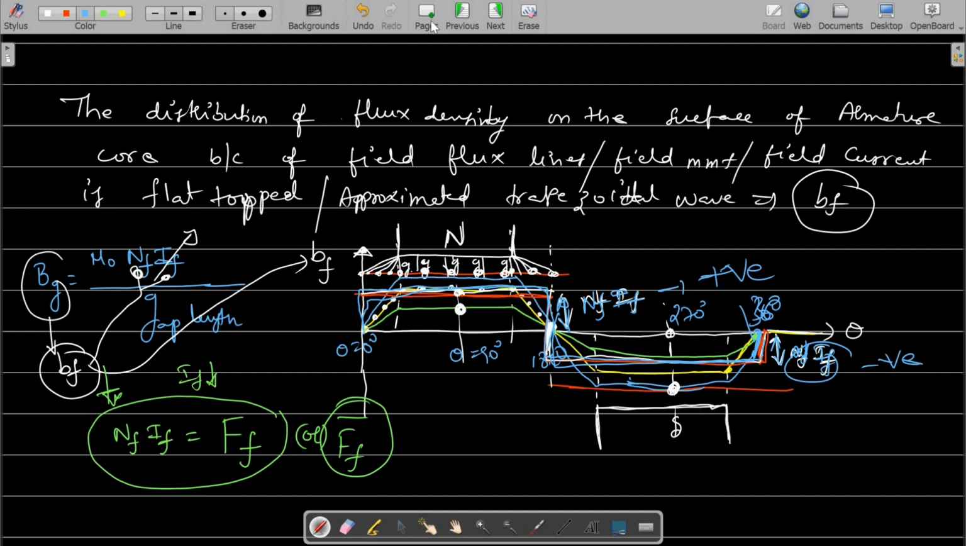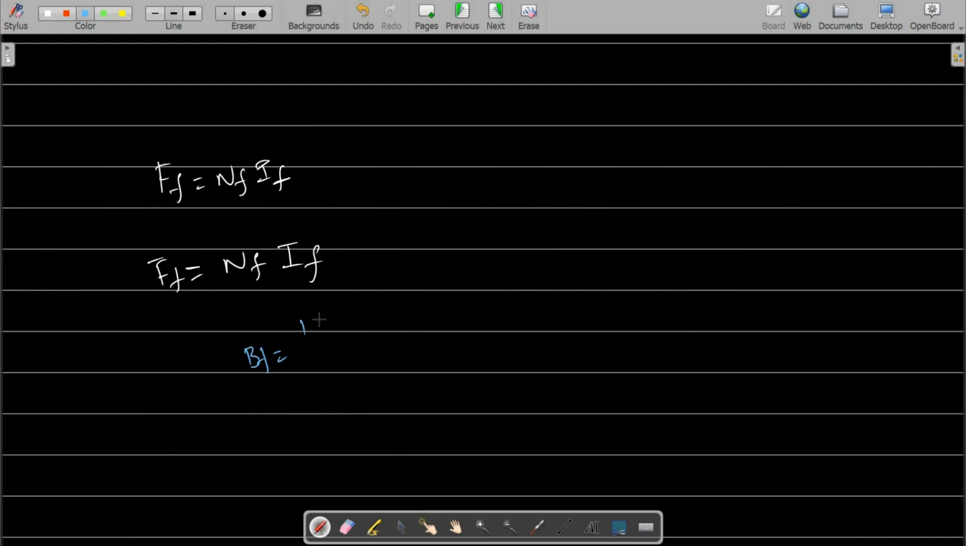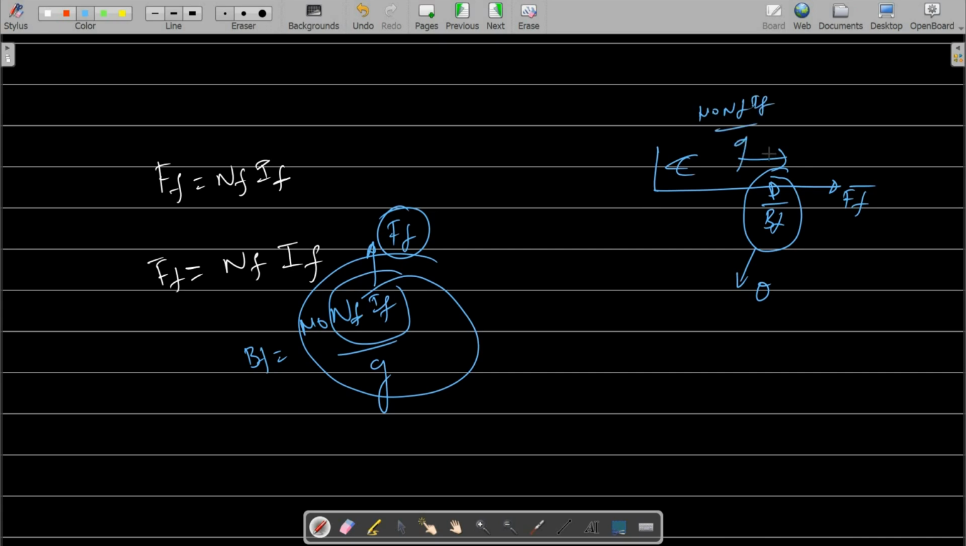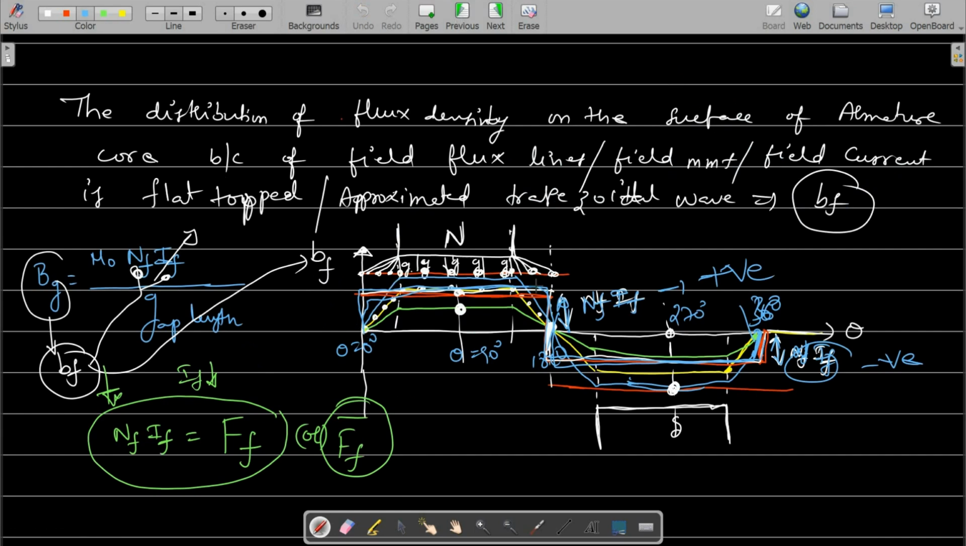Similarly, you can also see BF. This BF you got as mu 0 NFIF divided by G. This NFIF is nothing but FF, so FF and BF are in phase. This is FF, and this is BF bar. Both are in phase, and BF bar is trapezoidally distributed over all the space angle. Its length is this value, mu naught NFIF divided by G. Its peak lies at theta equal to 90 degrees, and it is distributed trapezoidally over all the space angle. This is the meaning of those space phasors BF and FF bar.